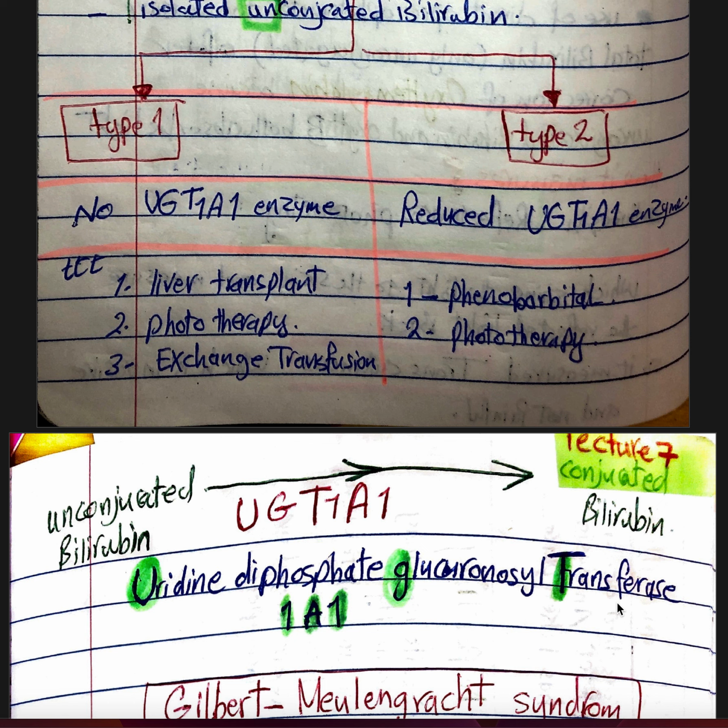Type 1 actually leads to death. So the best treatment is liver transplant; phototherapy and exchange transfusion maybe are not so helpful. Type 2 reduces the action of uridine diphosphate glucuronosyl transferase 1A1. So we can treat the patient with phenobarbital and also with phototherapy.